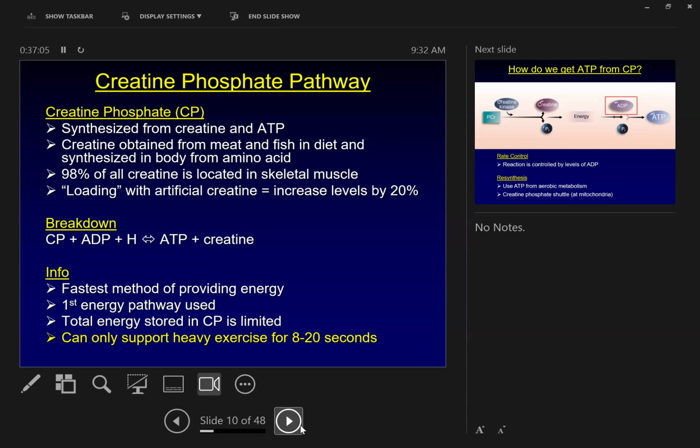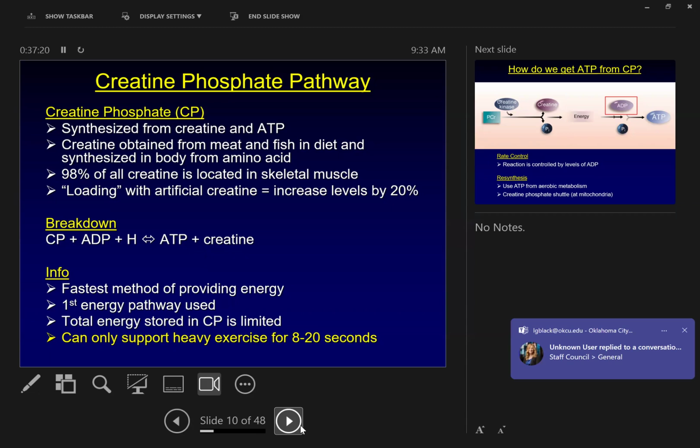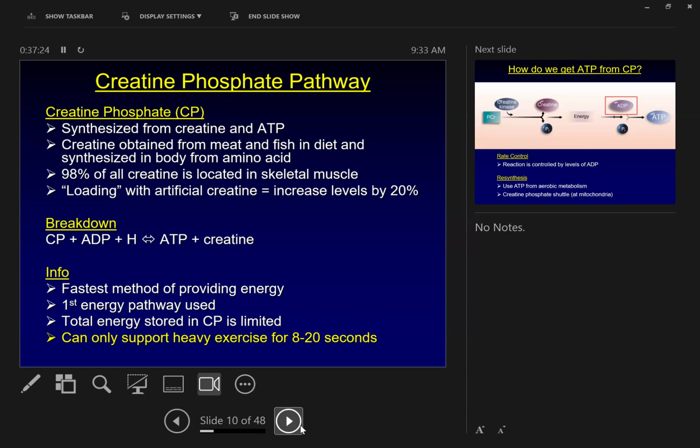If something on the right side of the reaction goes up, it can drive the reaction to the left, or at least stop the reaction from going forward. So when you have high levels of ATP in a muscle, you don't break down creatine phosphate. When you use up that ATP and ADP goes up, it drives the reaction to the right. I will ask you this on the test.